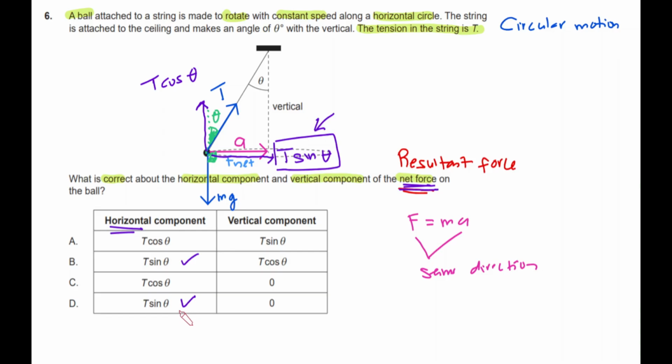Now, if we look at the vertical component, the ball is not moving up and down. That means the ball is in equilibrium. It's not accelerating in the vertical. Therefore, there is no resultant force in the vertical. So in the vertical, our resultant force has to be 0. So the correct answer will be D.